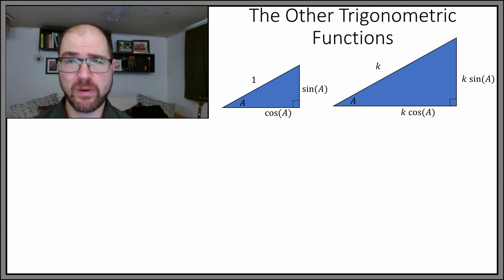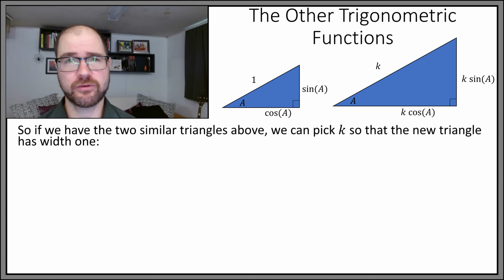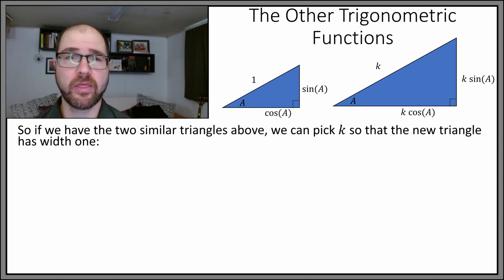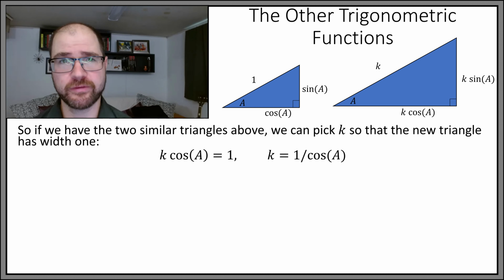We might remember, however, that there are other trigonometric functions besides sine and cosine. What are they? Where do they come from? So we've got this pair of similar triangles, and the one on the right has been scaled by k, but we're going to pick that scalar factor in a very particular way. We want the width to be exactly 1. In other words, k times the cosine of A is 1. So the scaling factor we picked, k, is 1 divided by the cosine of A.